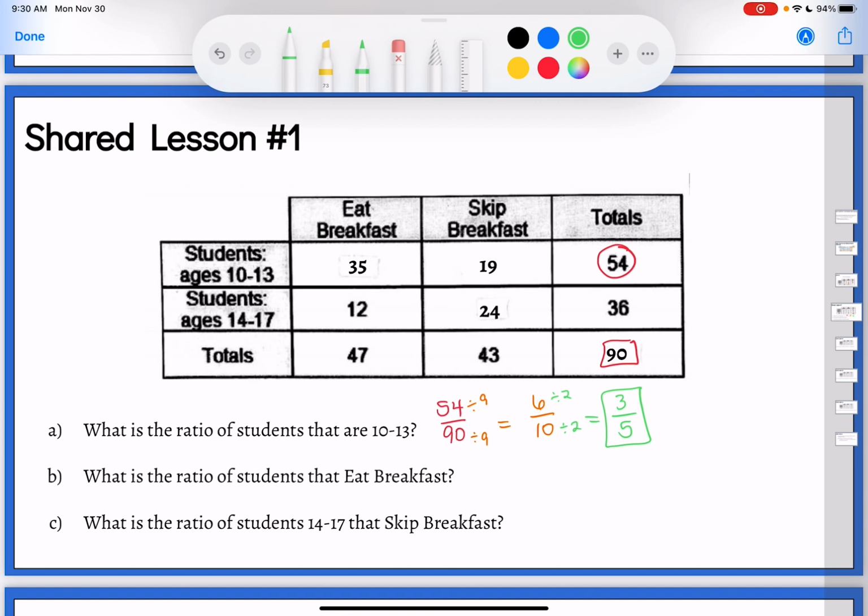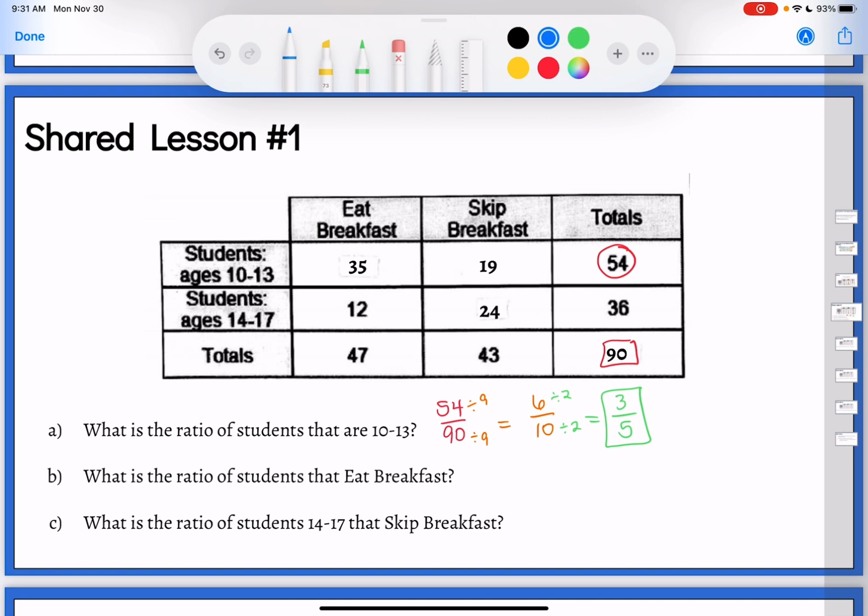You could also use that ratio to figure out how much are the students aged 14 to 17. That would be 2/5, right? What's left? So there are a little bit more students that are aged 10 to 13 than 14 to 17 in this study, and that kind of helps you gauge the numbers that you're seeing in that table. So it helps you analyze it a little bit.